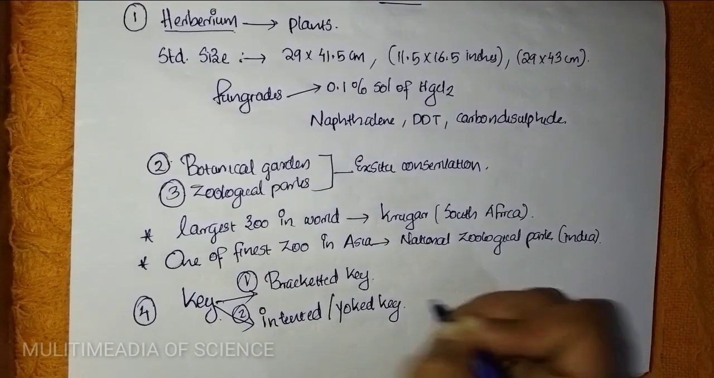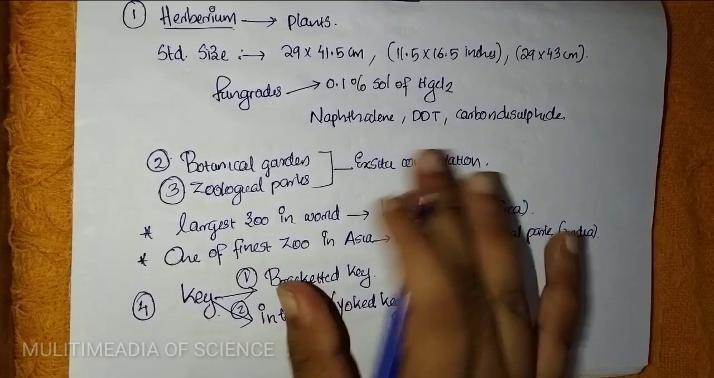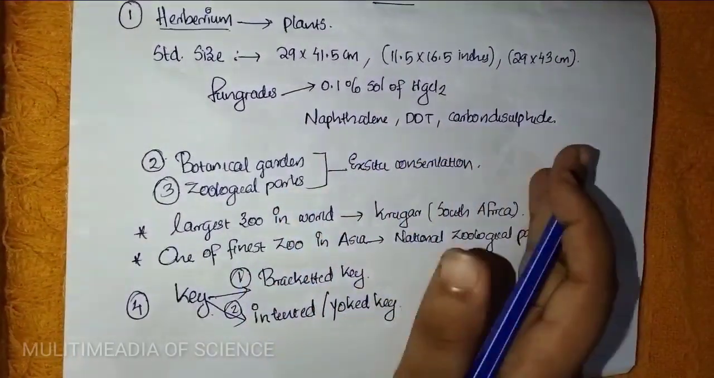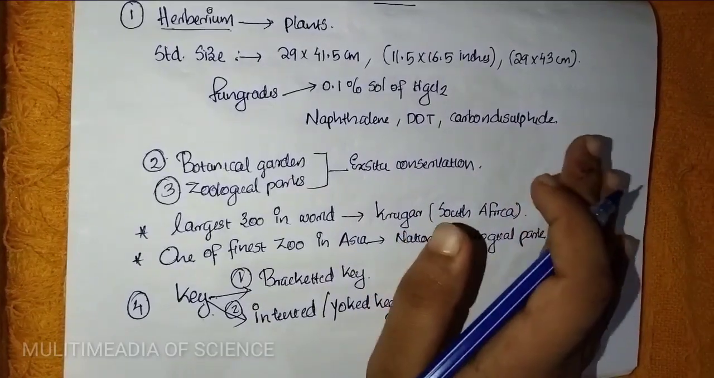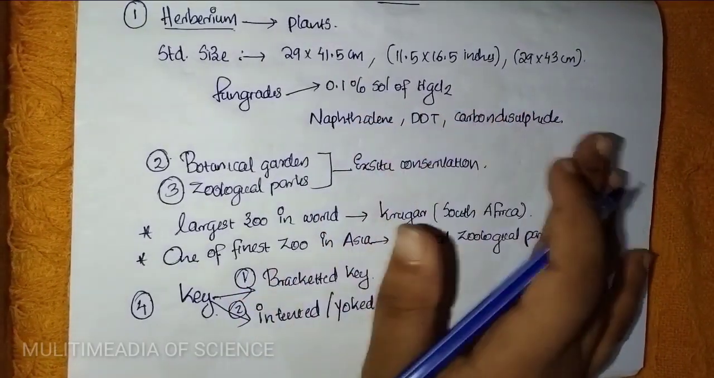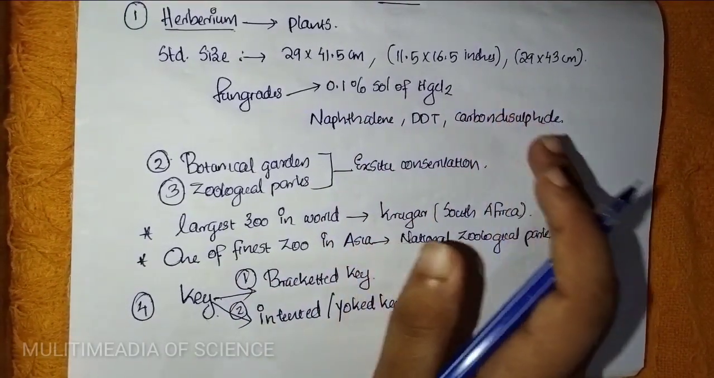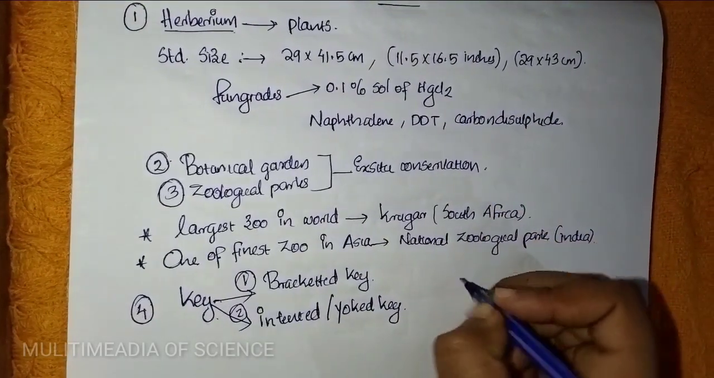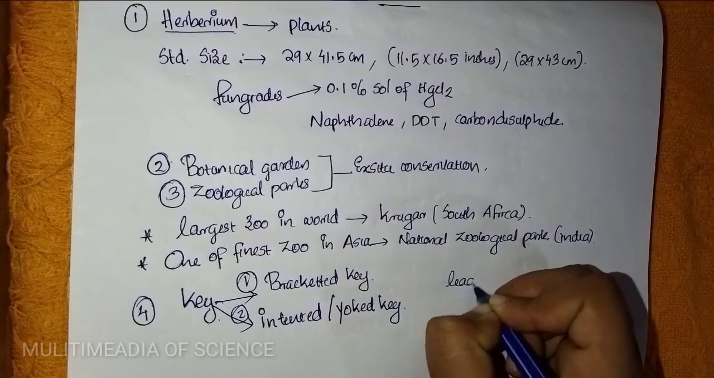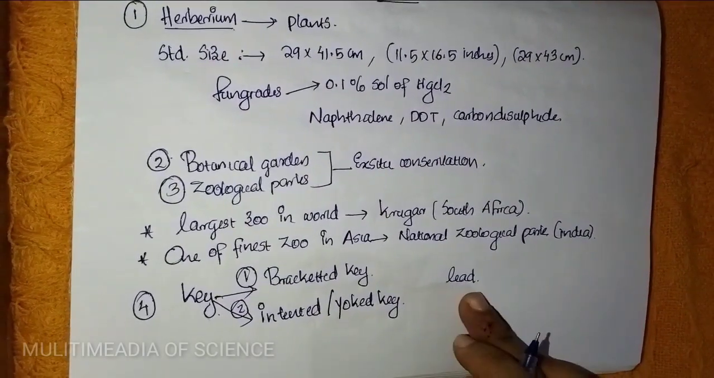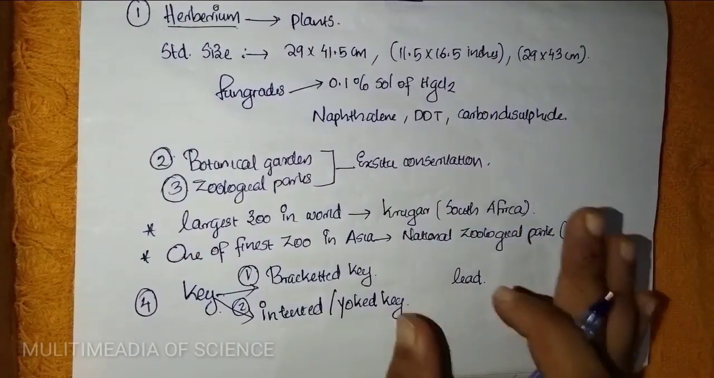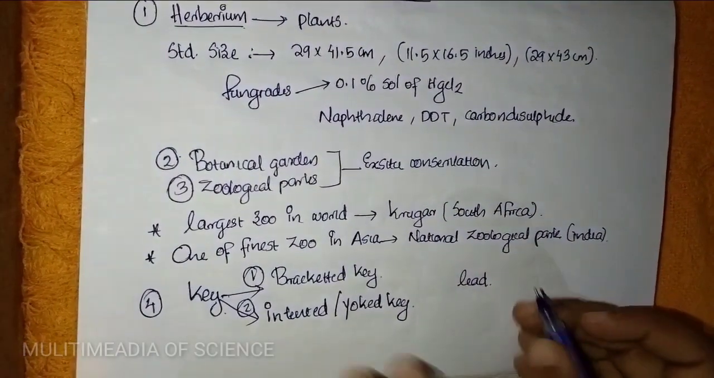Keys are analytical in nature and are used for the identification of plants and animals, both. Then each sentence in a key is called what? Lead. Each sentence is a lead. Clear? Then there are other taxonomical aids mentioned in the textbook.